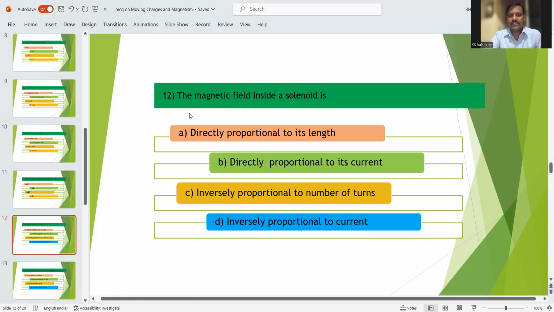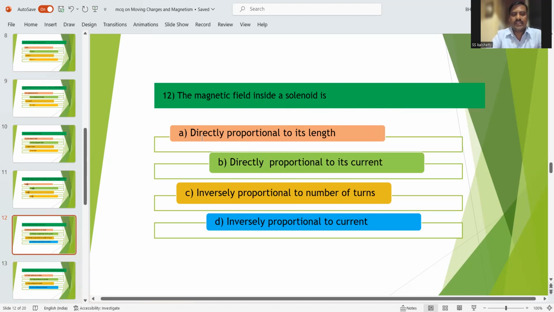Okay, next we'll discuss question 12: the magnetic field inside a solenoid. We have the expression for the magnetic field, B equals mu naught N I. Magnetic field inside a solenoid is directly proportional to mu naught, the number of turns, and the current.